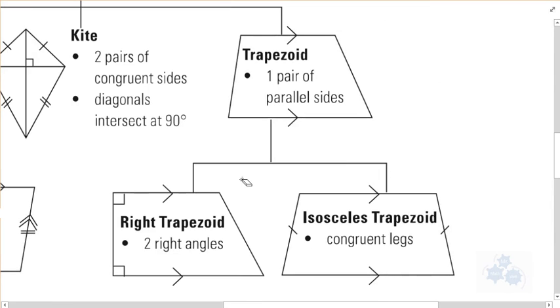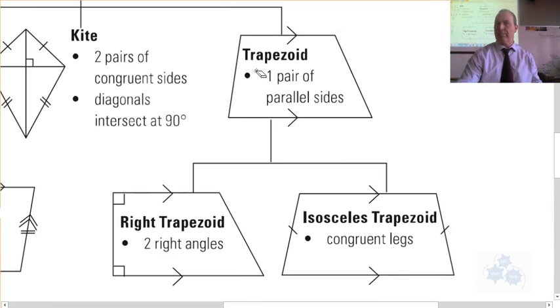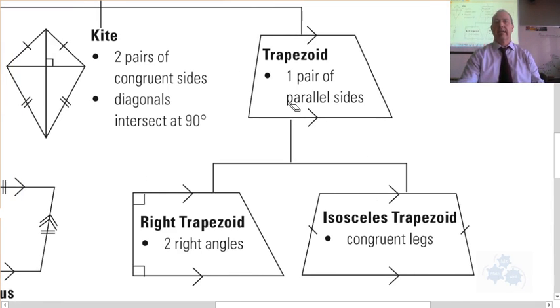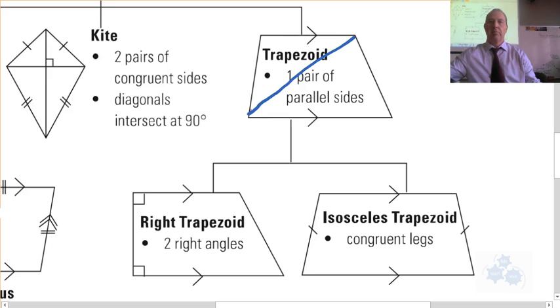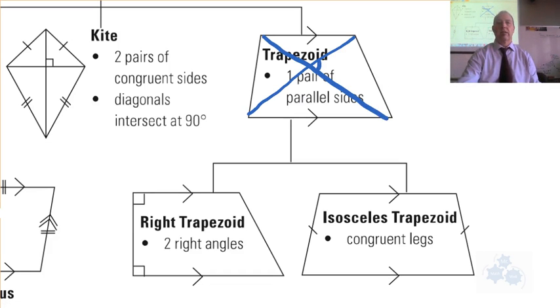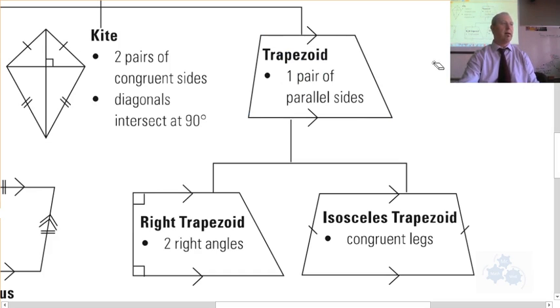Okay, so the third category is the trapezoid. Now this is not a kite, right? Because look at these diagonals. If you were to draw the diagonals of a trapezoid, they would not intersect at 90 degrees. Plus, the big thing about a trapezoid is that it has one pair of parallel sides. One pair. That's a trapezoid.